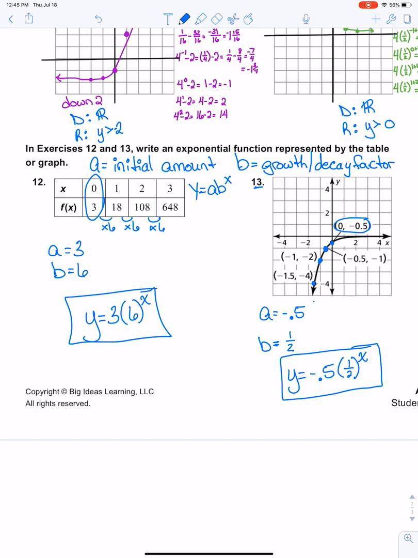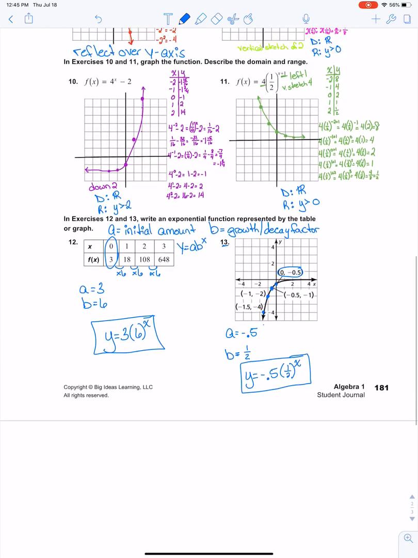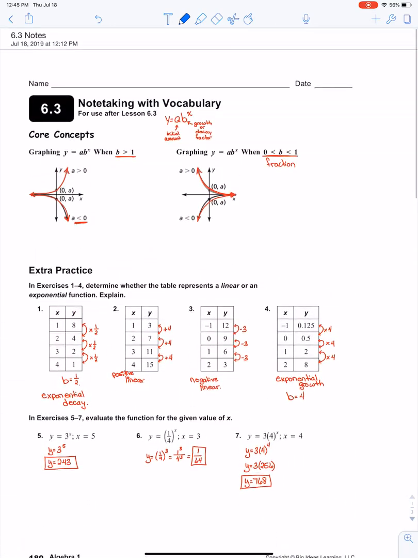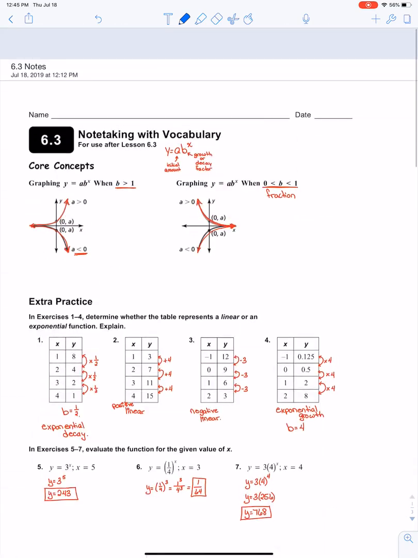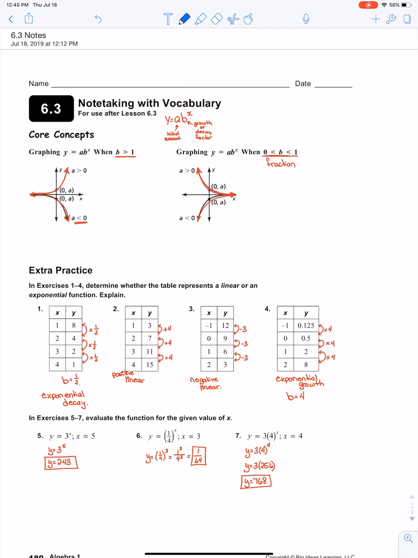And in a nutshell, that is graphing exponential functions and finding exponential functions, exponential growth and decay. Okay? All right, on to 6.4.